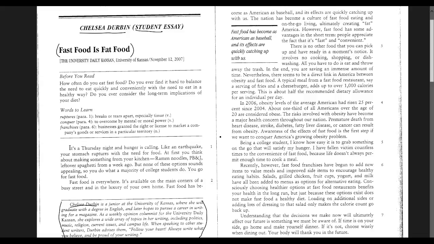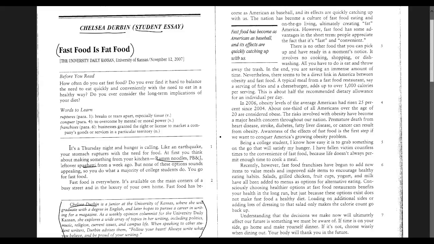It's a Thursday night and hunger is calling. Like an earthquake, your stomach ruptures with the need for food. At first, you think about making something from your kitchen. Ramen noodles, PB&J, or leftover spaghetti from a week ago. But none of these options sounds appealing, so you do what a majority of college students do. You go for fast food.